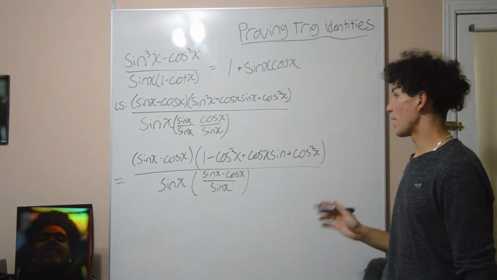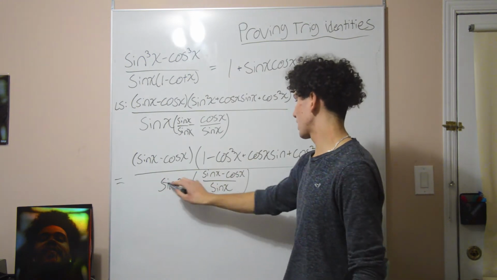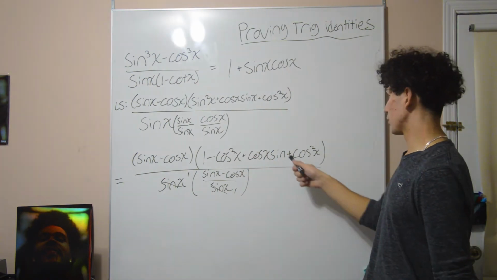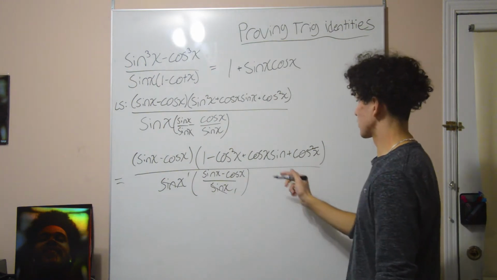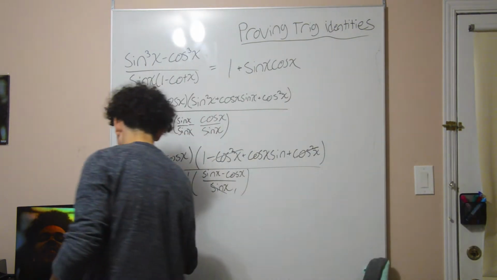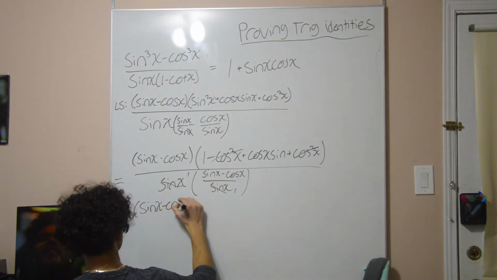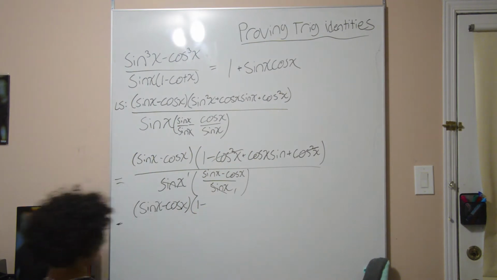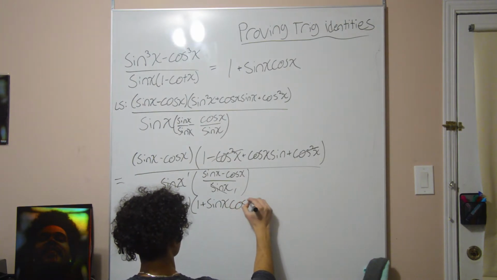Now, from here, a lot of things happen. When we're multiplying these two, these sine x's actually cross out. They become 1s. And over here, we have negative cos squared x plus cos squared x. So these also become 1s, just like that. So now let's rewrite what we know. We have sine x minus cos x times 1 plus sine x cos x, just like that.